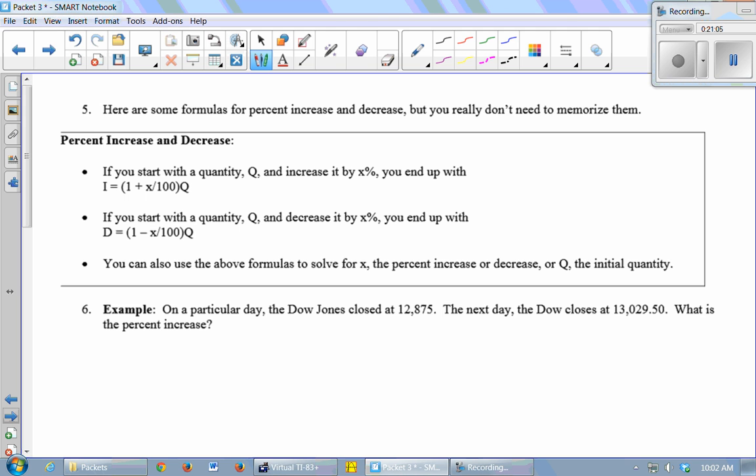And if you want to decrease by X percent, D stands for the decreased amount. Take 1, which represents 100%, and take away how much you want to decrease by. So if you wanted to decrease by 30%, that means you get to keep 70%. So the 1 stands for 100%, take away the decrease amount, and leaves how much you get to keep. You can also use those same formulas to solve for X or Q. If you know the decreased amount, you could solve for the other two variables.